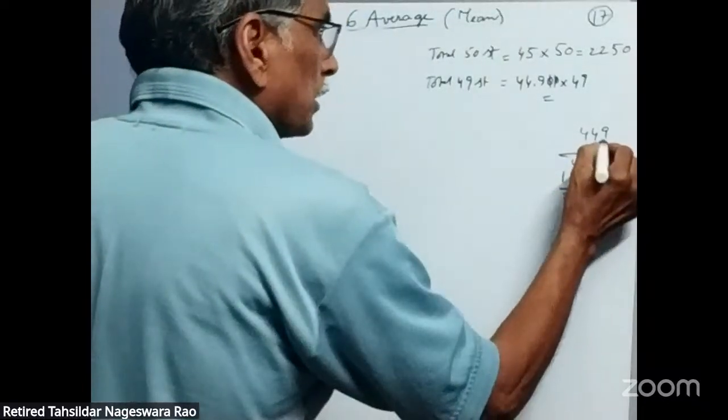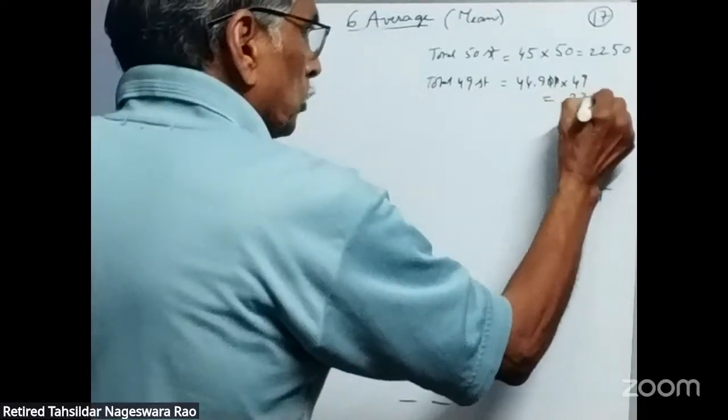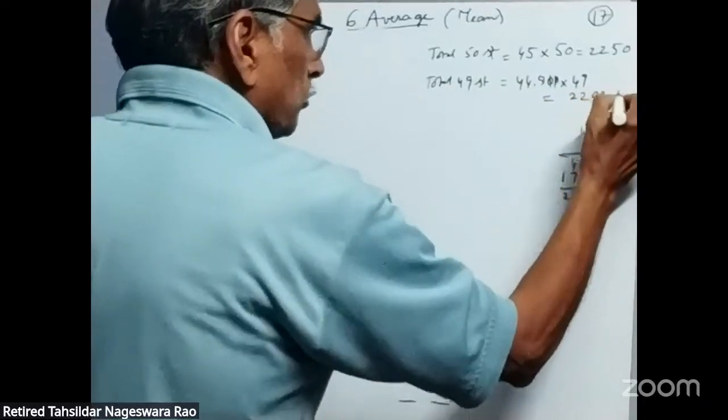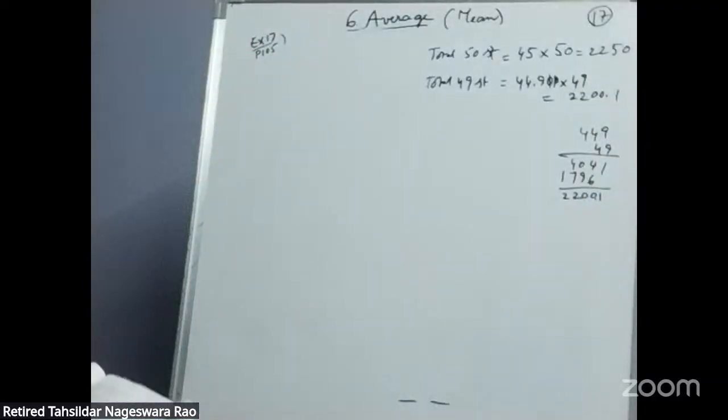Point 1 is there here, 44.9. So 2200.1. Here .1 means 100 grams. That is the total weight.